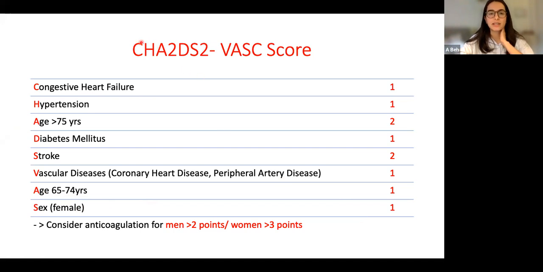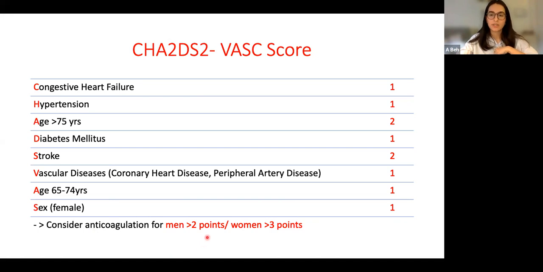And you can see in this acronym that after the letter A is a 2 and after the letter S is a 2. So you can know that age is an important risk factor because it gets 2 points, and stroke is an important risk factor because it also gets 2 points. And you don't have to know the score by heart, especially if you're not working in cardiology, but you should understand what it's trying to tell you or how to use it. And there are many calculators online that help you to calculate the patient's risk.